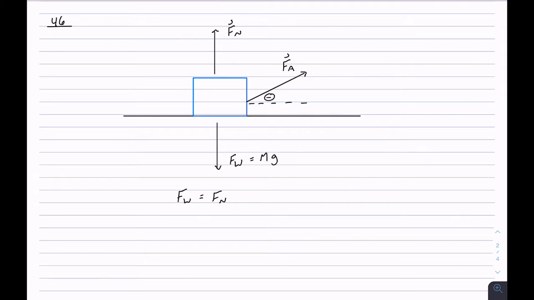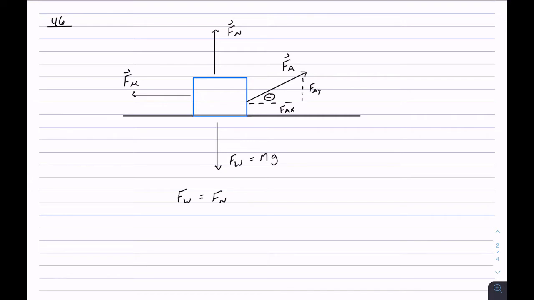We can call this vector here our applied force. We're going to have some components for our applied force. This would be Fay, this would be Fax. And then we have a frictional force that is resisting the motion in this direction. So we'll call this F of mu.